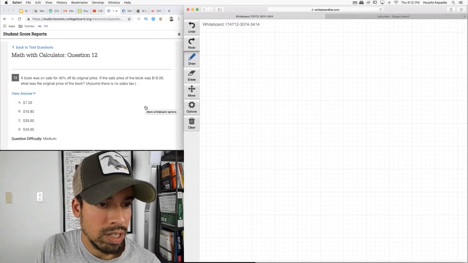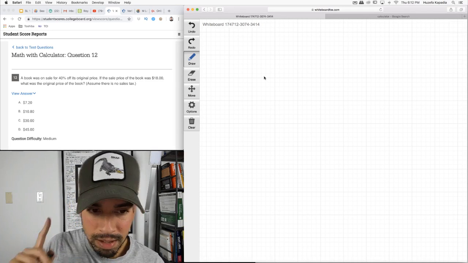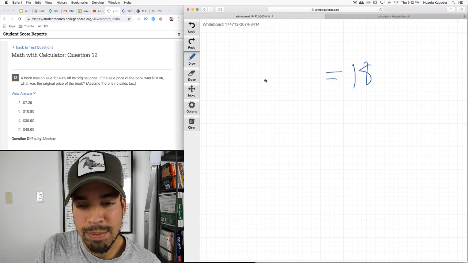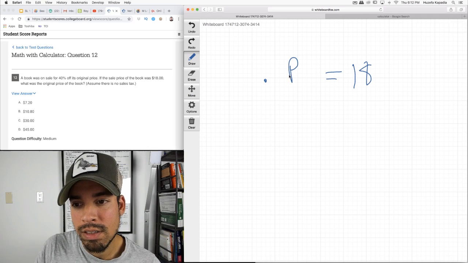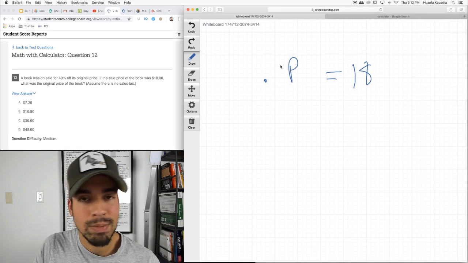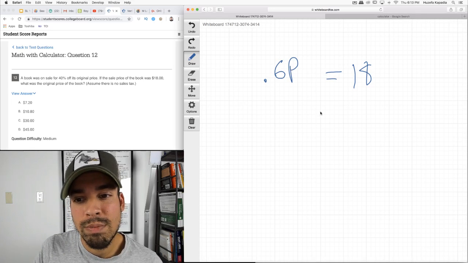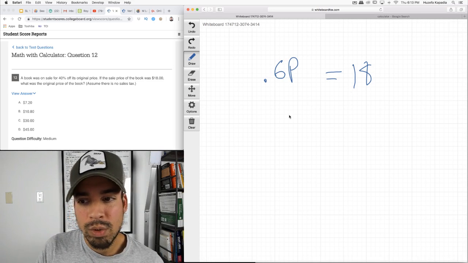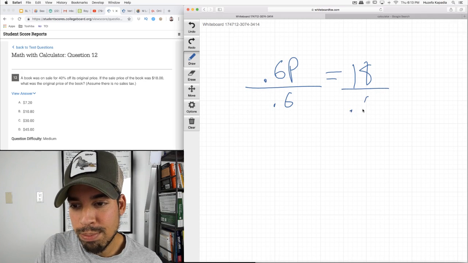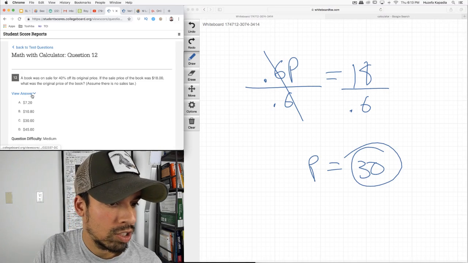A book was on sale for 40% off its original price. Okay, we have to set this up. If the sale price of the book is 18, which means the regular price, we don't multiply it by 0.4. Common mistake. It's saying 40% off of this, meaning 60%, right? We take 40% off of something, we got 60% left. So 60% of the original price is 18. Now what's the original price of the book, meaning let's isolate P. So we're going to divide both sides by 0.6, and we get P equals 30, which is C.